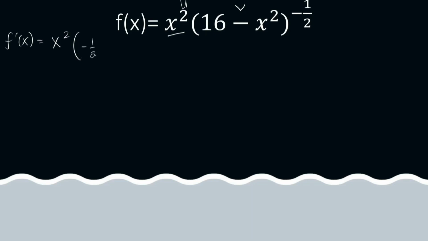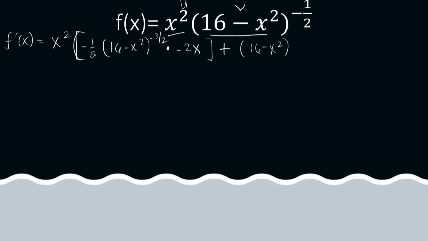So, negative 1 half times 16 minus x squared raised to negative 1 half minus 1. So, that is negative 3 over 2. And then, chain rule yan, di ba? Kasi differentiable yung inner function. So, 16 minus x squared, ang derivative niya is negative 2x. Okay? And then next, plus, copy natin si b, 16 minus x squared raised to negative 1 half. Then, times the derivative of u is 2x.